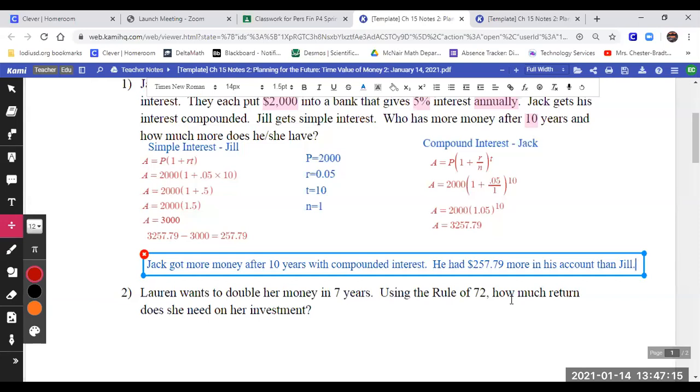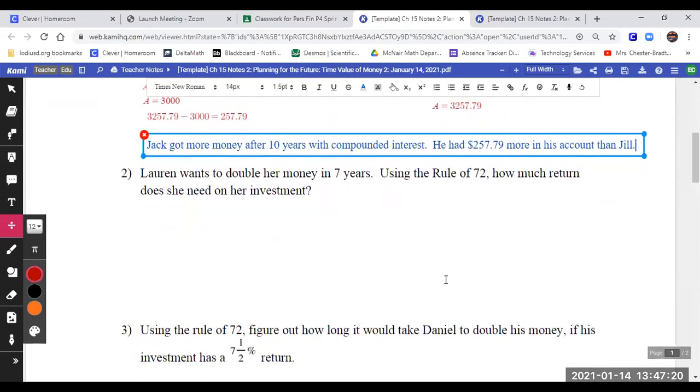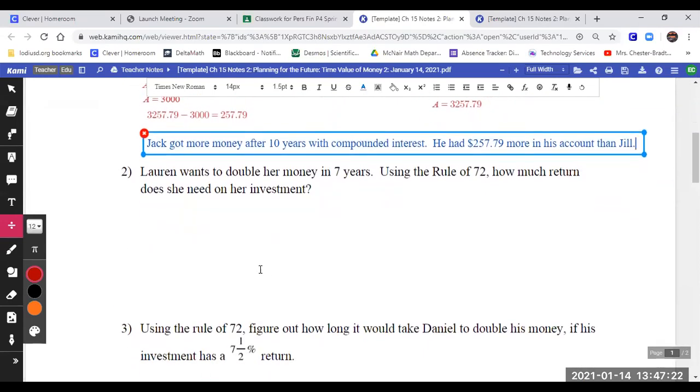Okay, so now we're going to look at Lauren wants to double her money in 7 years. Use the rule of 72. How much return does she need on her investment? This was part of your reading you were supposed to have gotten done, the rule of 72.